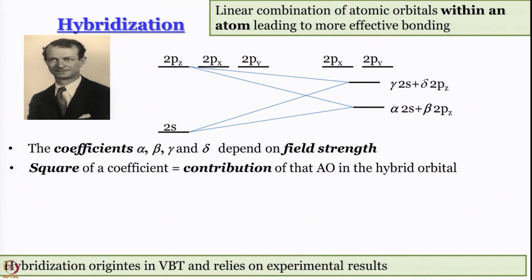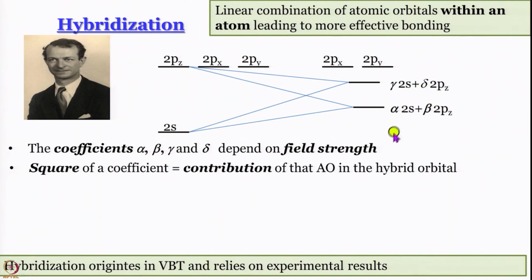So, see in this orbital that I have drawn as lower in energy, mod alpha square, or alpha square if alpha is real, is going to give me the s contribution. Mod beta square, or beta square if beta is real, is going to give me the relative contribution of 2pz. Similarly here, gamma square or mod gamma square will give me the contribution of 2s, and mod delta square or delta square will give me the contribution of 2pz in this hybrid orbital.